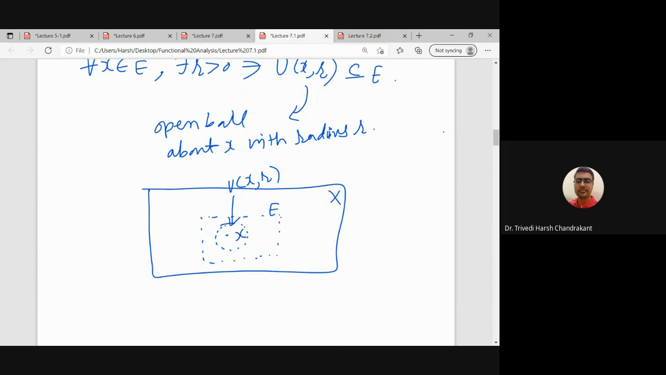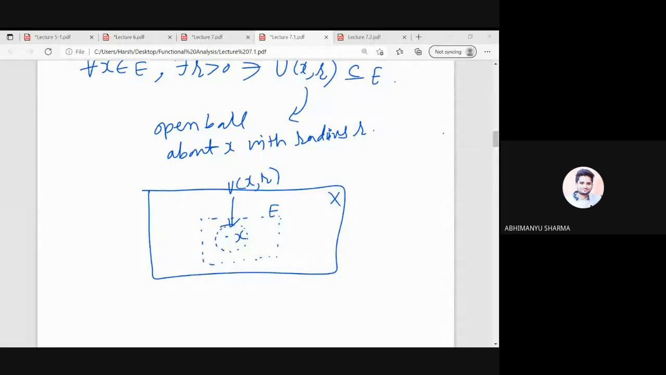Yes. Sir, I have a question. Sir, why does this definition of open set change when we define it on topological spaces?